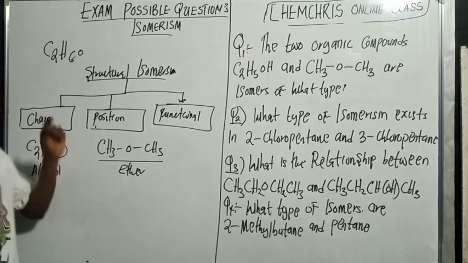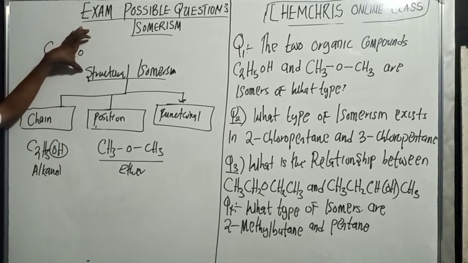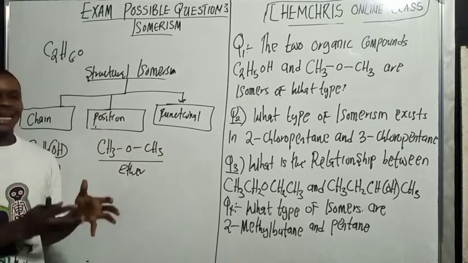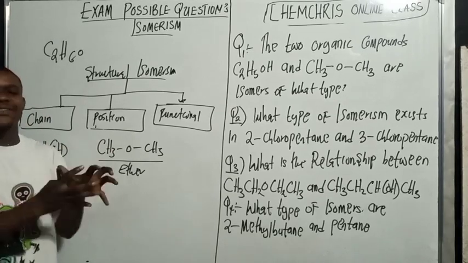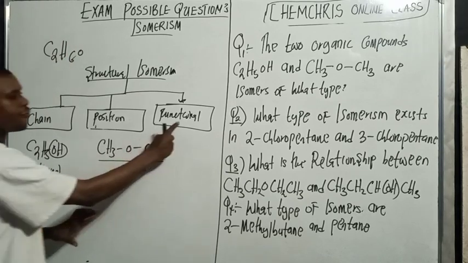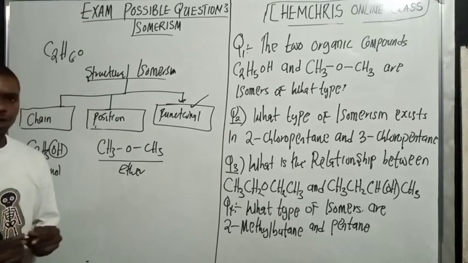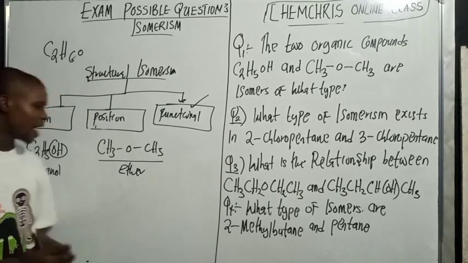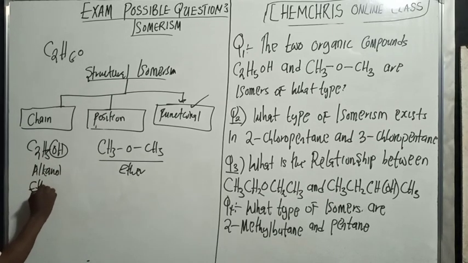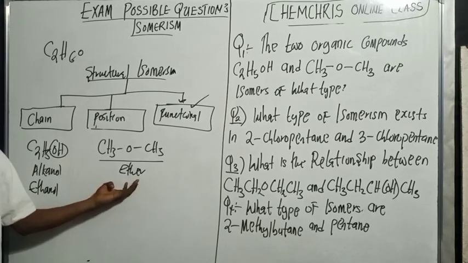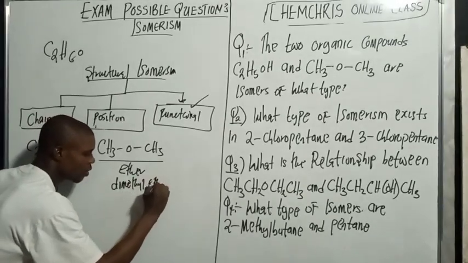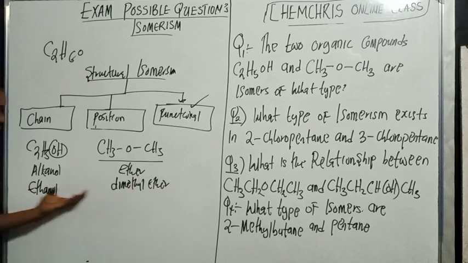Like I said, they both have C2H6O, but they have different functional groups. So, the type of isomerism that exists: when two or more compounds have the same molecular formula but different functional groups, it's called functional group isomerism. Let me break it down so you understand. The name of this one is ethanol, and the name of this one is dimethyl ether.